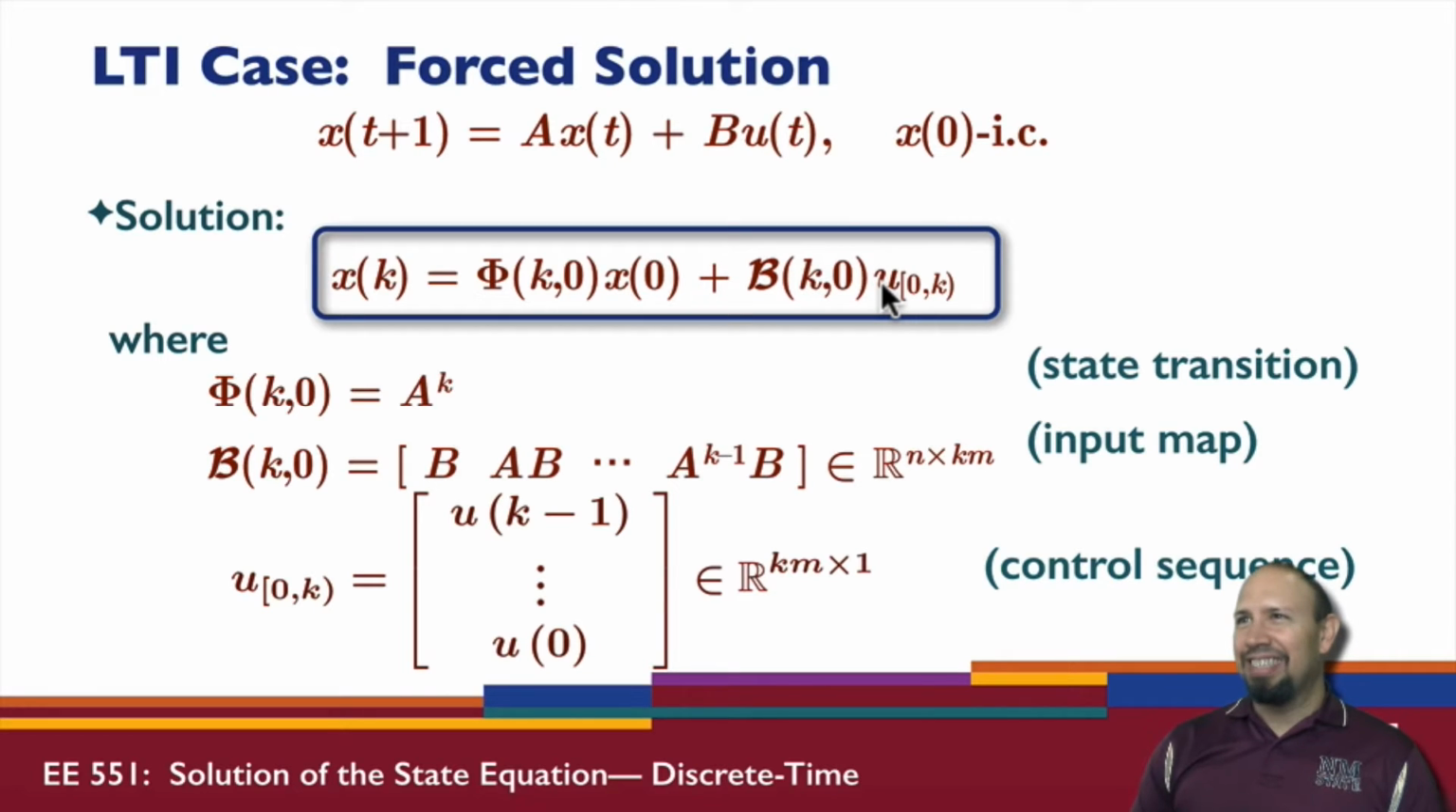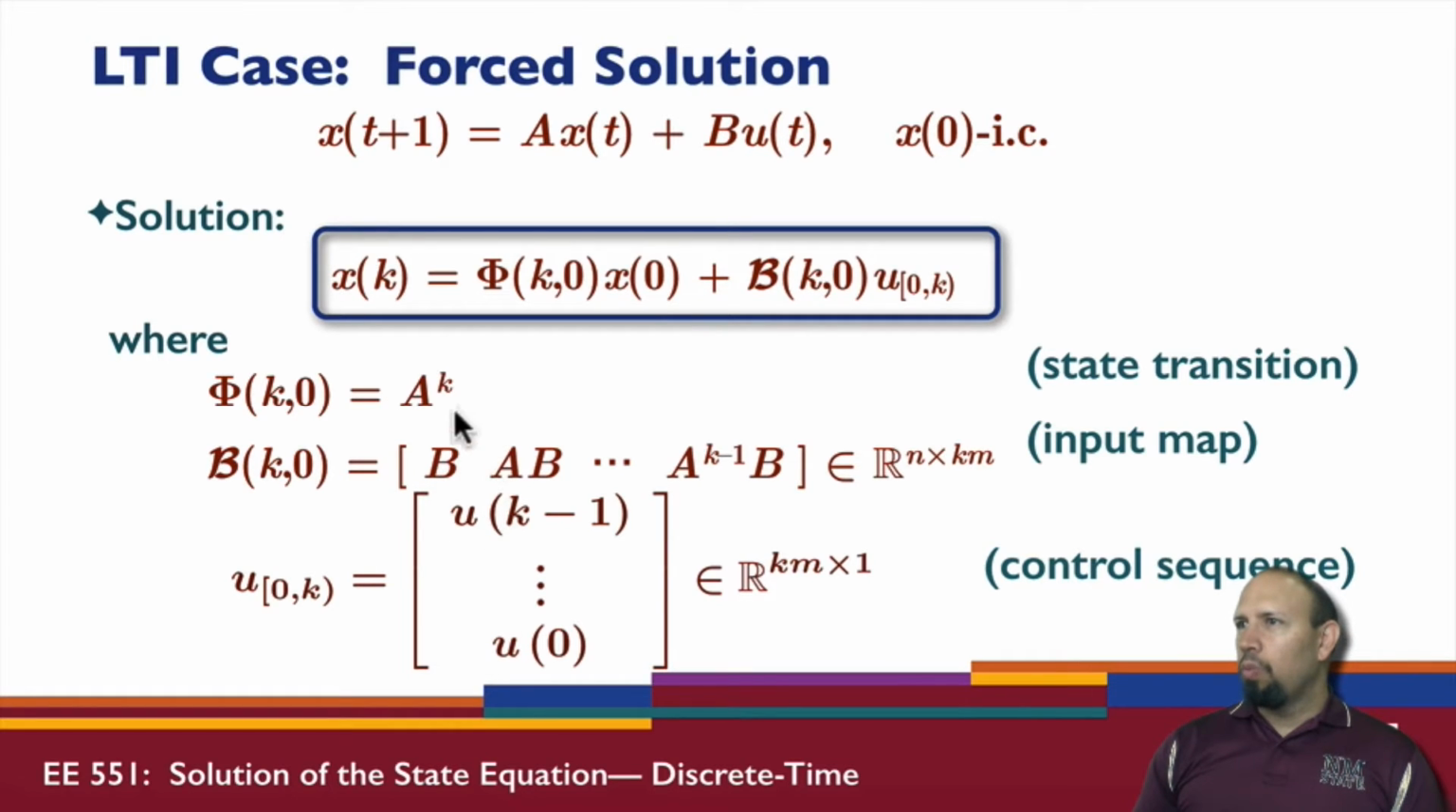What are those things? Well, introducing some new notation: I define this matrix to be B, AB, all the way to A to the power k minus 1 times B, and u to be this column vector of elements that go from 0 up to k minus 1. Remember, we had a convolution sum. This convolution sum can actually be written as this row times this column. This row is a matrix of dimension n by k times m. This column is of dimension k times m by 1.